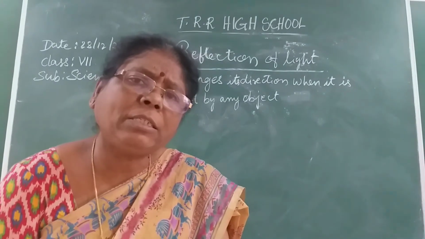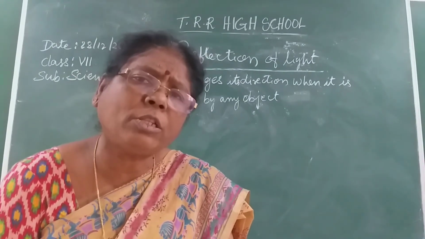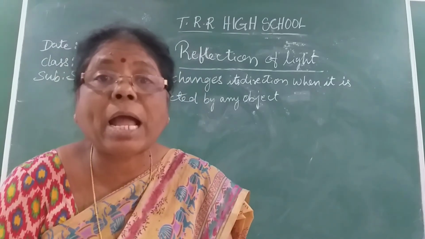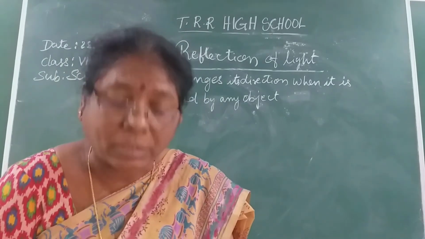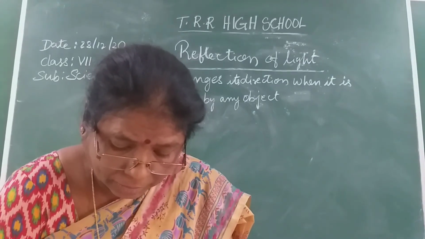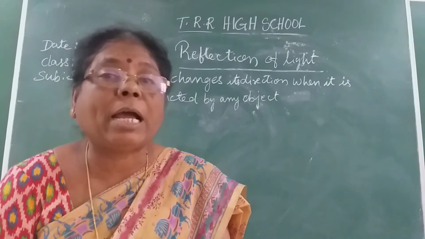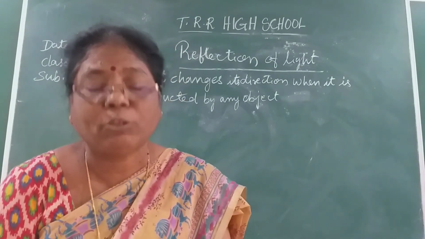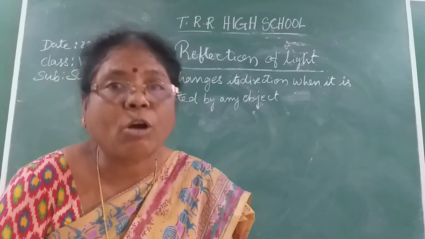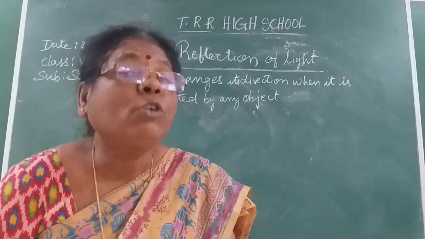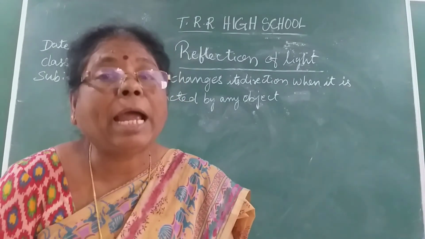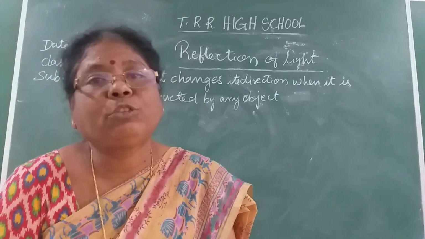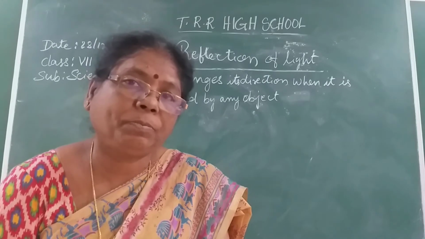If any source of light falls on the object, what happens? That light will be reflected back. Means it bounces back, isn't it? And reaches your eyes. Then only you are able to see that object. When the ray of light falls on any object and is reflected back and reaches your eyes, then you can see that object. Okay?